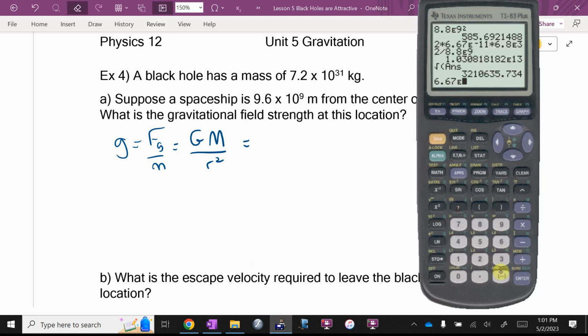6.67 times 10 to the negative 11 times, what's the mass? 7.2 times 10 to the 31 divided by 9.6 times 10 to the 9th. No, wow, times 10 to the 9th, and don't forget the squared. Did y'all get 52.1? Yes? Nods? So smaller than the previous black hole, or maybe we're further away. I have to look at the numbers.